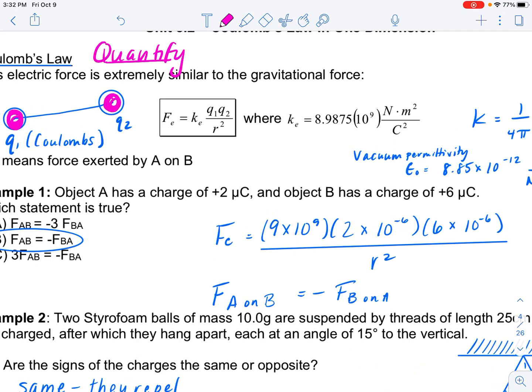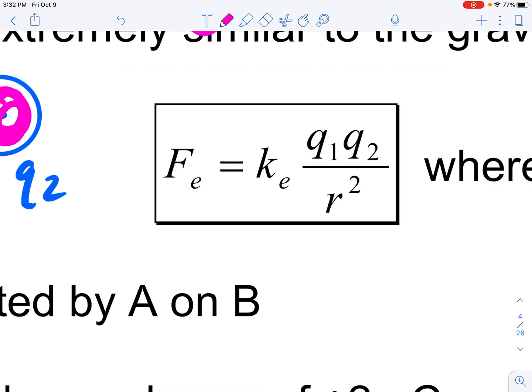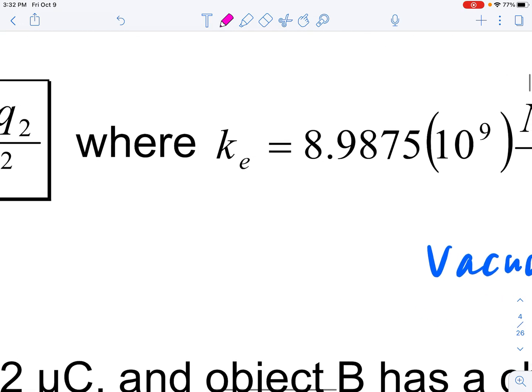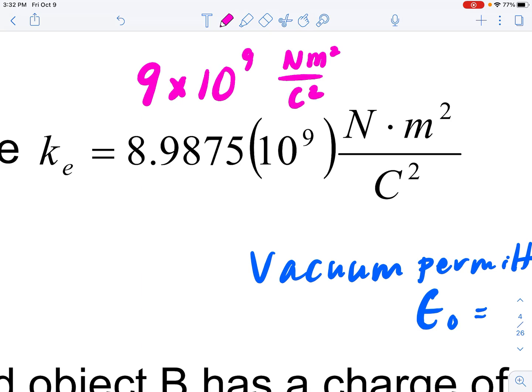And Coulomb's law is this. The force is equal to K times Q1 times Q2 over R squared, where K is 8.9875 times 10 to the ninth. I usually simplify K to be 9 times 10 to the ninth newton meter squared per coulomb squared.